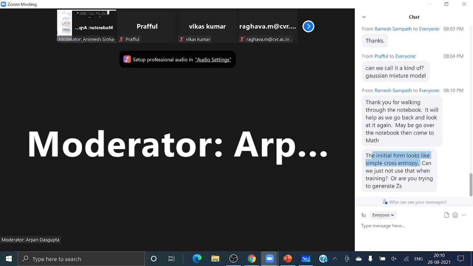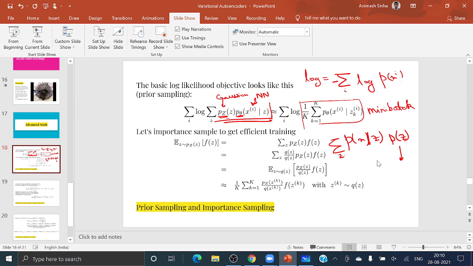The initial form still looks like cross entropy. Right. So this form looks like cross entropy, but very quickly we are going to see that cross entropy is infeasible, obviously, because you cannot loop over all z's. And if you could loop over all z's, yes, you would have a very simple cross entropy loss, and a variational autoencoder would be the same as an encoder.